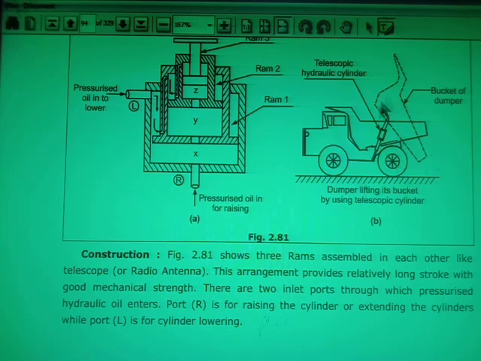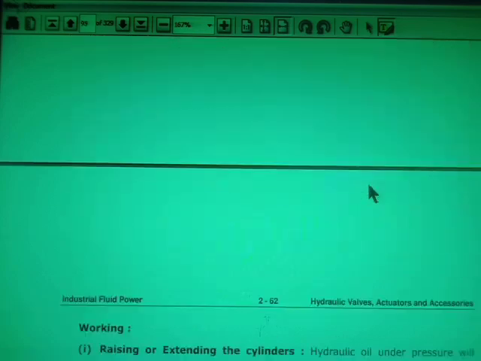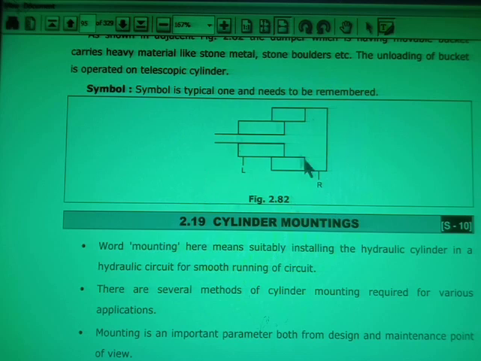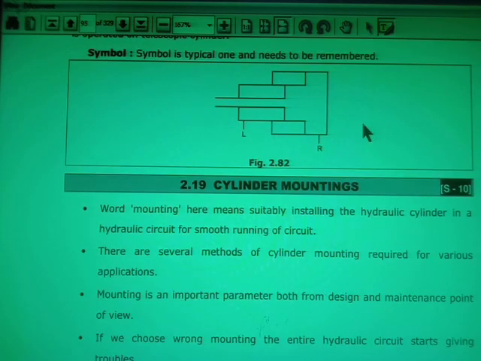Here you can see the application of the dumper lifting its bucket. Here the application of the telescopic cylinder is shown. In a tractor also, you can see when the trolley is lifted back, the hydraulic cylinder used is the telescopic hydraulic cylinder, right? And this is the symbol for the telescopic hydraulic cylinder. So these are the different types of hydraulic cylinders.